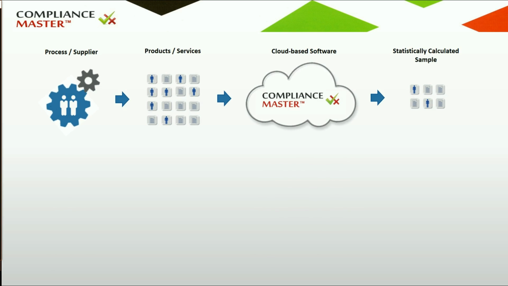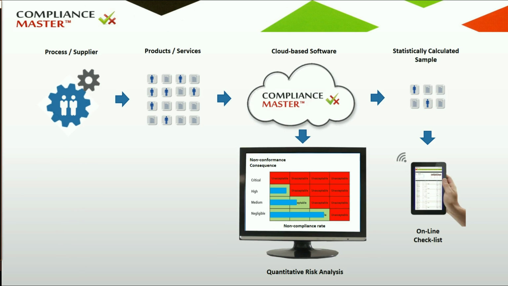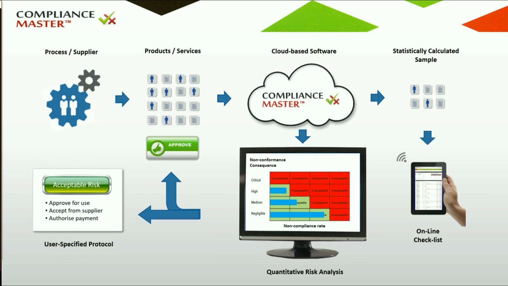Compliance Master facilitates effective non-conformance risk control by first calculating the optimal number of products and services to be sampled for each audit or inspection. Non-conformance data is then entered into an online checklist, which can be accessed from any internet-enabled tablet, laptop, or PC. Once the required sample data has been collected, the software analyzes the results to determine what user-specified protocols are needed to control non-conformance risks, or improve process and supplier performance. In this example, we can see how the acceptable risk protocol can be used to approve products for their intended use, accept products and materials from external suppliers, or approve payments to external service providers.